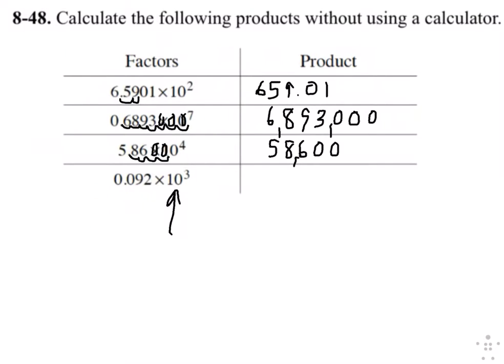And the last one is 10 to the third. Again, these are all positive exponents, 10 to the third. So I'm moving it to the right. So 1, 2, 3. So it becomes 92. And we're done. Again, scientific notation or powers of 10, we're just moving the decimal point to the right or the left.